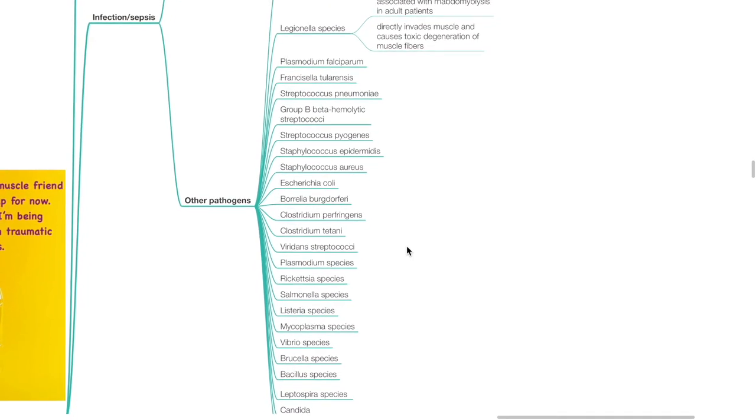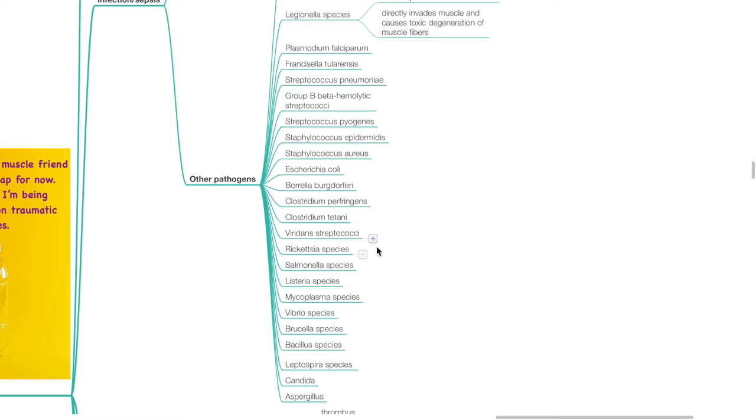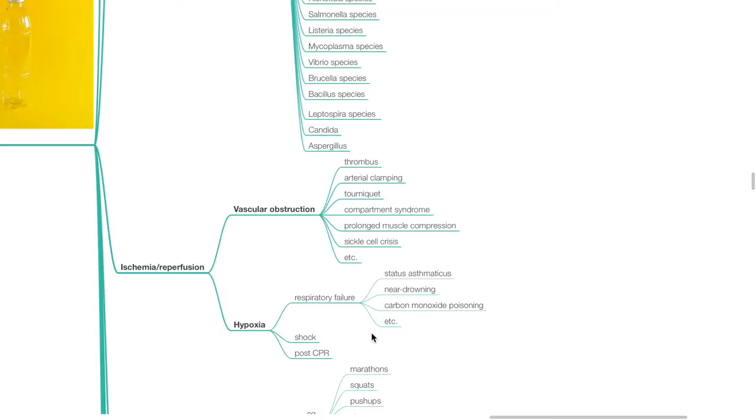Other microbes that can cause rhabdomyolysis include Plasmodium, Francisella, Streptococcus, Staphylococcus, Escherichia coli, Borrelia, Clostridium, Viridans, Rickettsia, Salmonella, Listeria, Mycoplasma, Vibrio, Brucella, Bacillus, Leptospira, Candida, and Aspergillus.